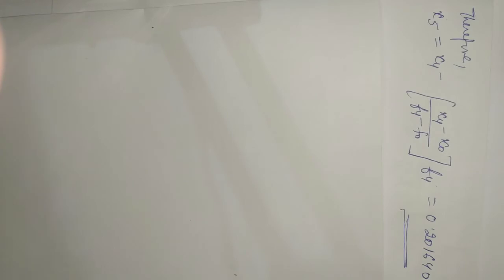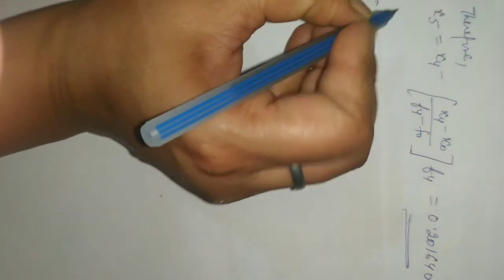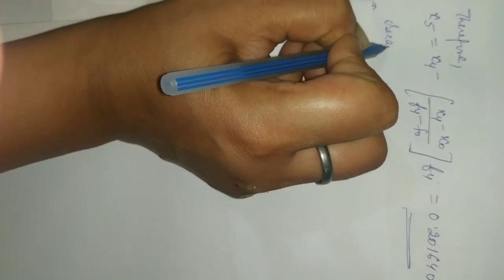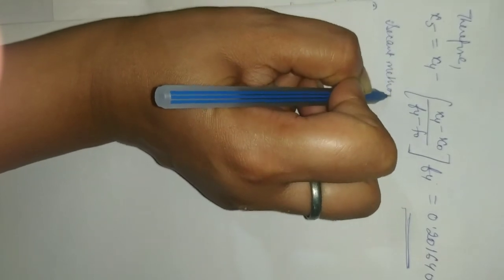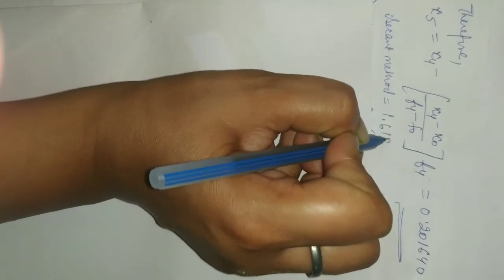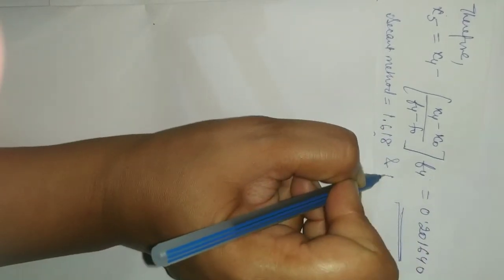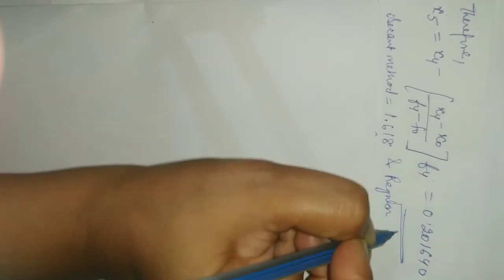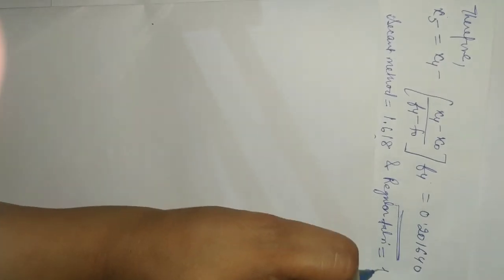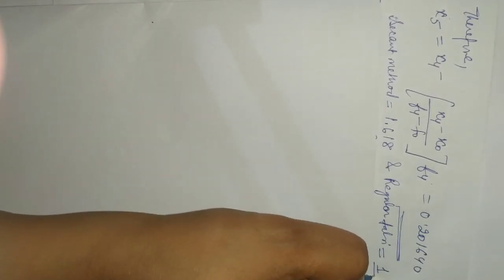Both secant method and Regula Falsi method have their convergence. Secant method, the order of convergence is 1.618, and for Regula Falsi method the order of convergence is 1, or we say the Regula Falsi method has linear rate of convergence.